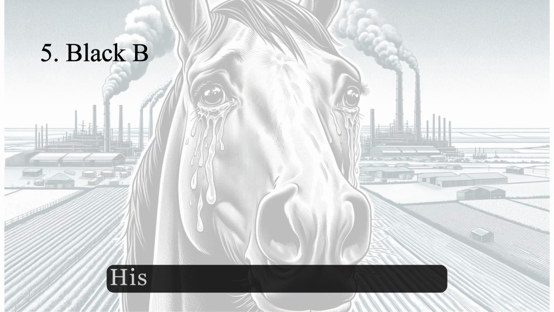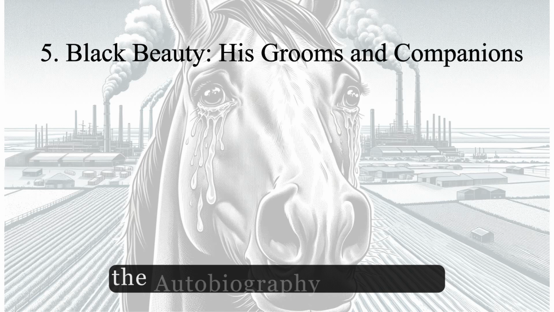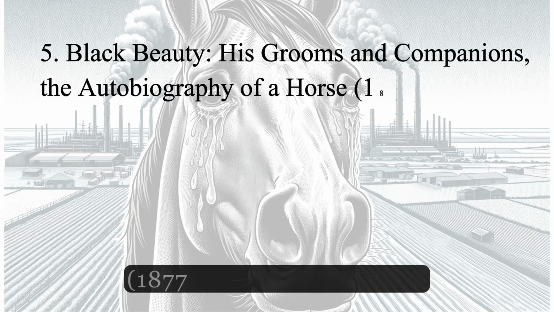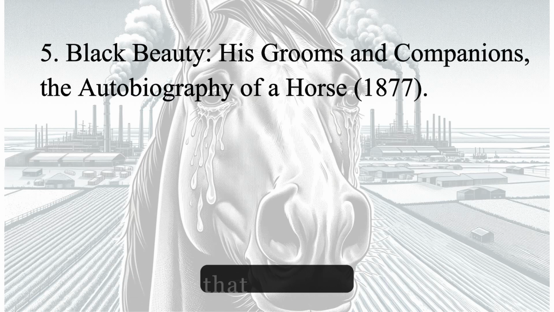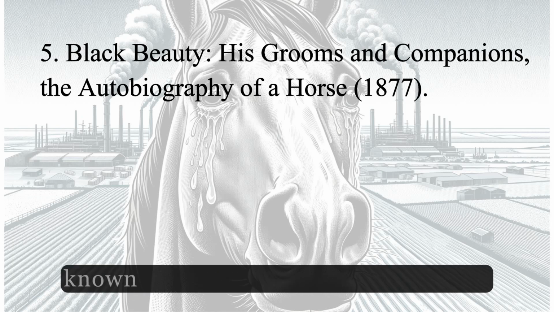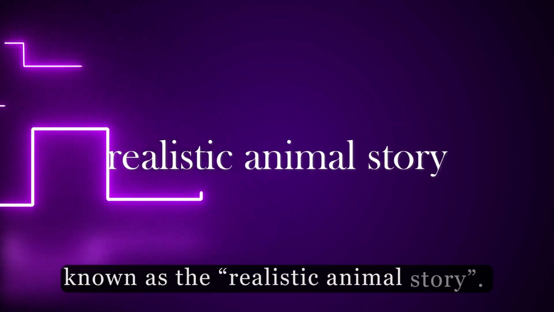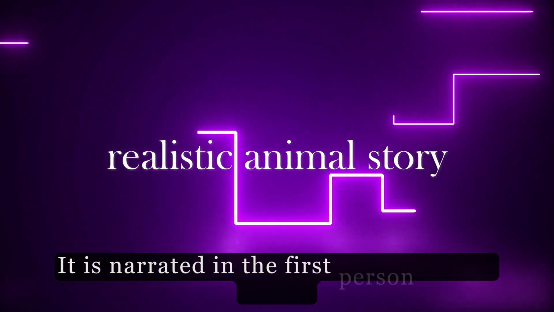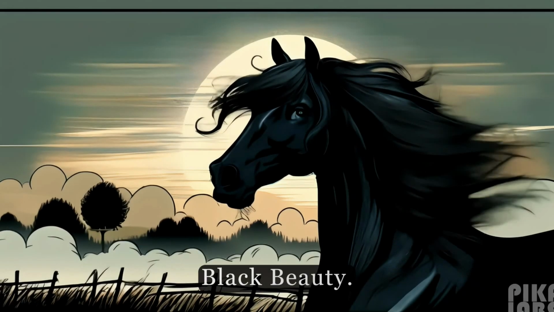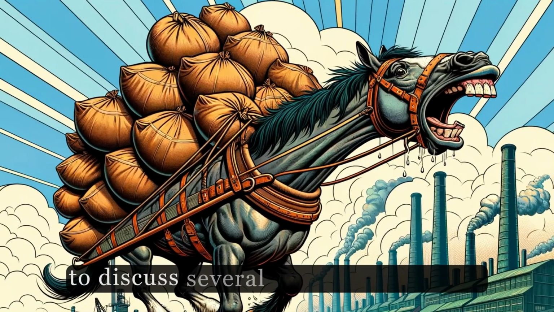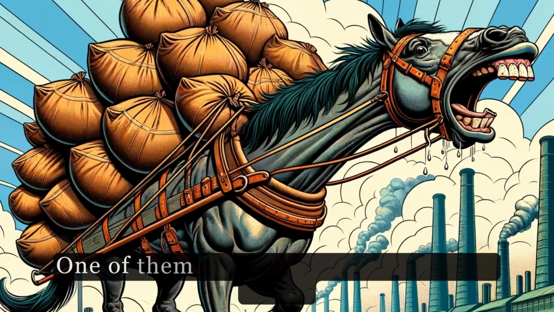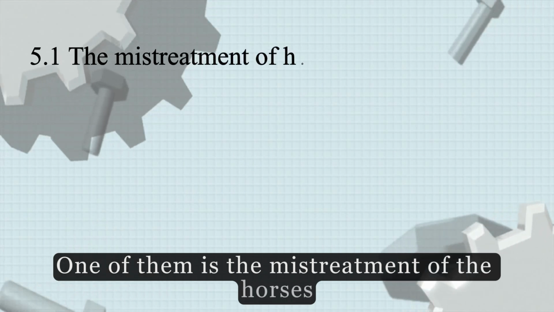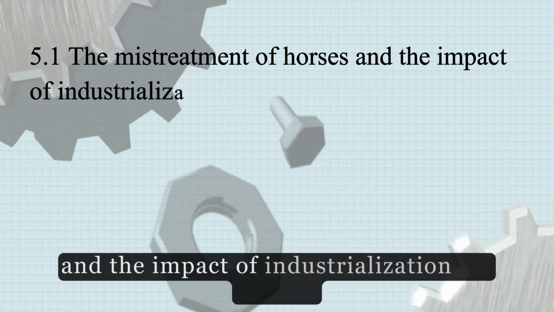Black Beauty, His Grooms and Companions, the autobiography of a horse, 1877, is a Victorian novel that pioneers a new genre known as the realistic animal story. It is narrated in the first person by the horse Black Beauty. The writer uses anthropomorphism in the novel to discuss several significant themes. One of them is the mistreatment of horses and the impact of industrialization on society.